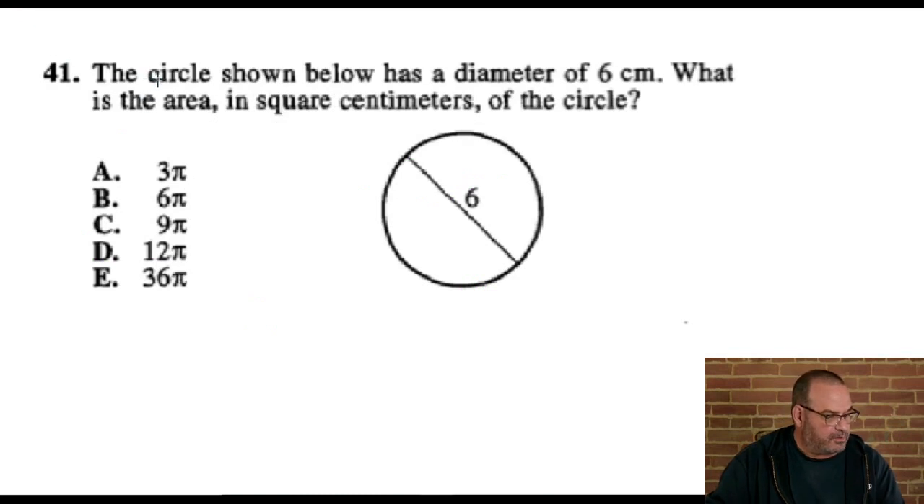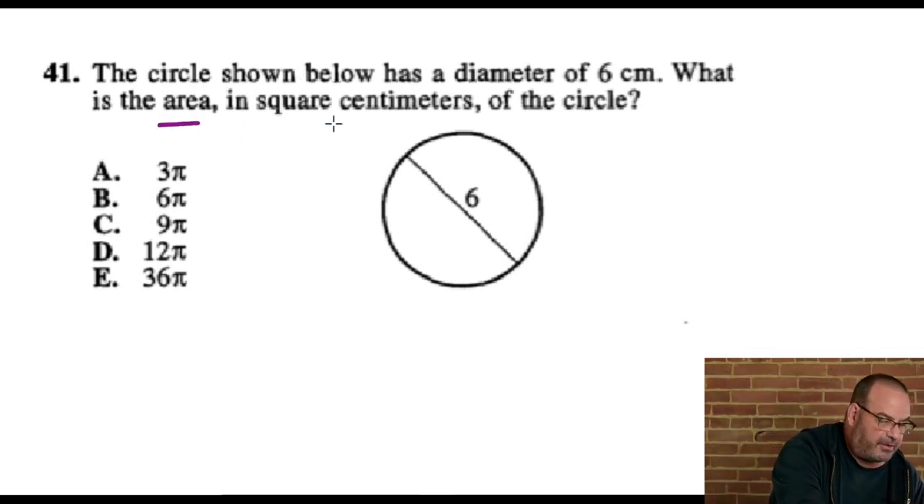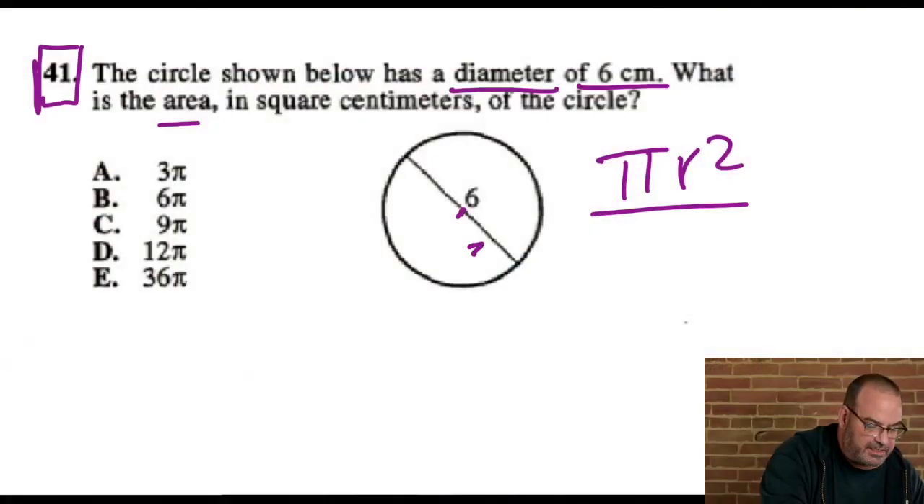The circle shown below has a diameter of 6. What is the area? Okay, here we go. It's a 41. This is a really easy problem. Pi r squared. So always do what Phil said, which is underline diameter and write an equation. My rules are read with your pencil, underline keywords, write an equation, draw a picture, and estimate. So the diameter is 6, so the radius is 3.